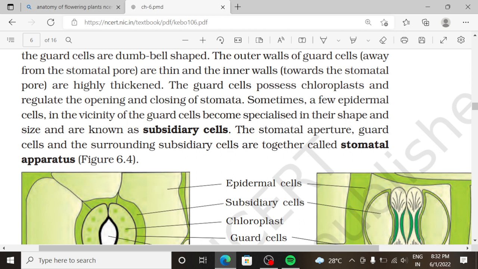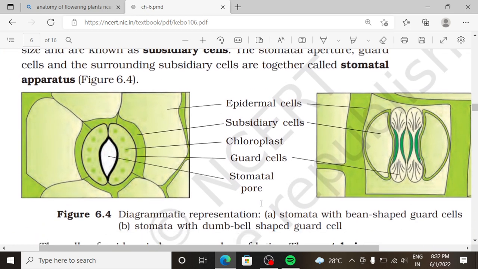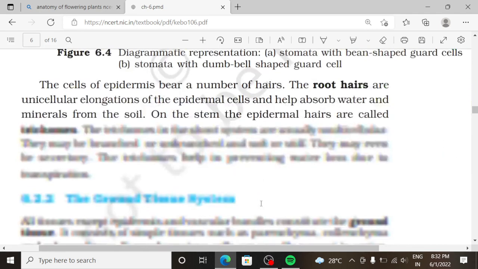Sometimes a few epidermal cells in the vicinity of the guard cells become specialized in their shape and size and are known as subsidiary cells. The stomatal aperture, guard cells and surrounding subsidiary cells are together called the stomatal apparatus.